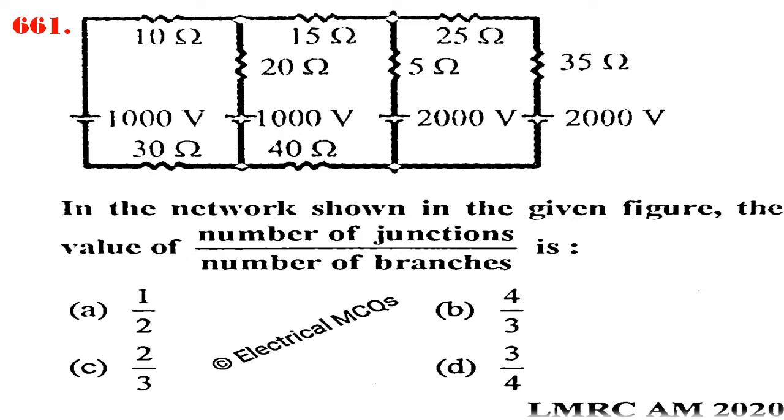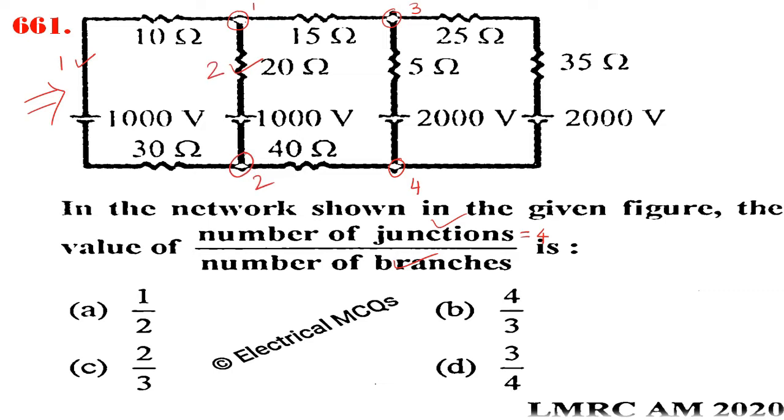So what is the first question? You have to find out the ratio of number of junctions to number of branches for this circuit. So what we will do, we will first mark the branches and the junctions. See, this is a junction, this is another junction, this is another junction, junction number 3, and this is junction number 4. So there are 4 junctions, and in between junction 1 and 2, this is one branch, this is one branch. So branch 1, branch 2.